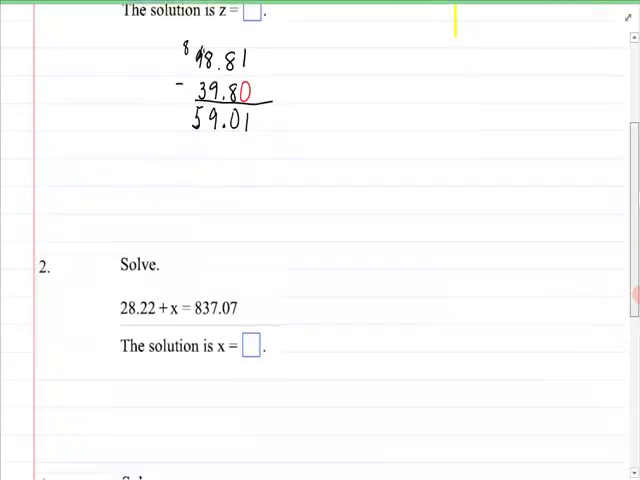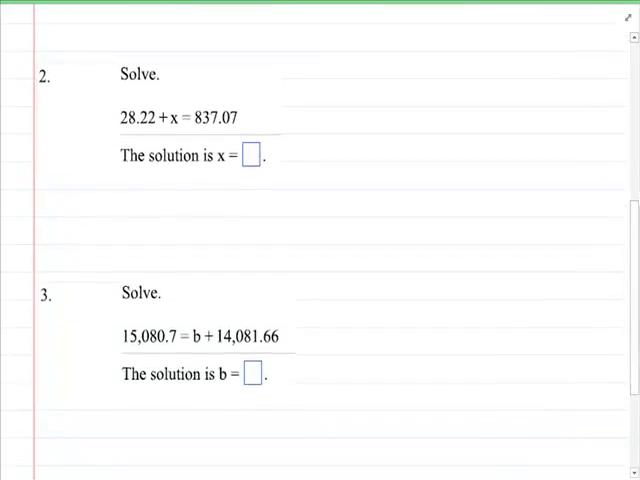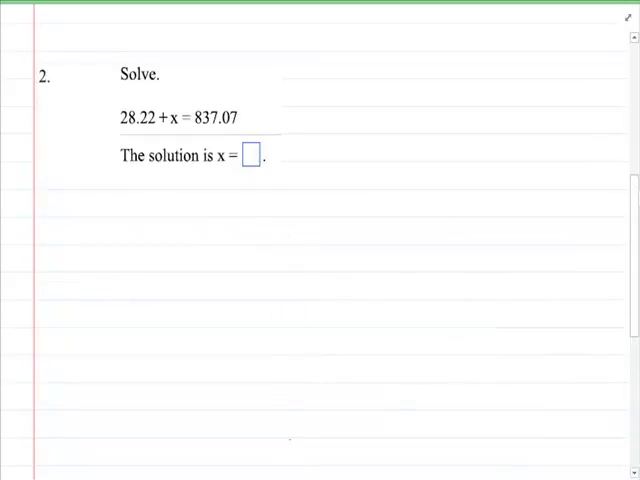Okay, let's look at another problem. This is mostly review, but we are dealing with decimals this time. I have 28.22 plus X is equal to 837.07. I'd like to emphasize the barrier. Look on the side where you see the variable, that letter, and you want it by itself. So we've got a 28.22 added to it, so I'm going to need to subtract it.